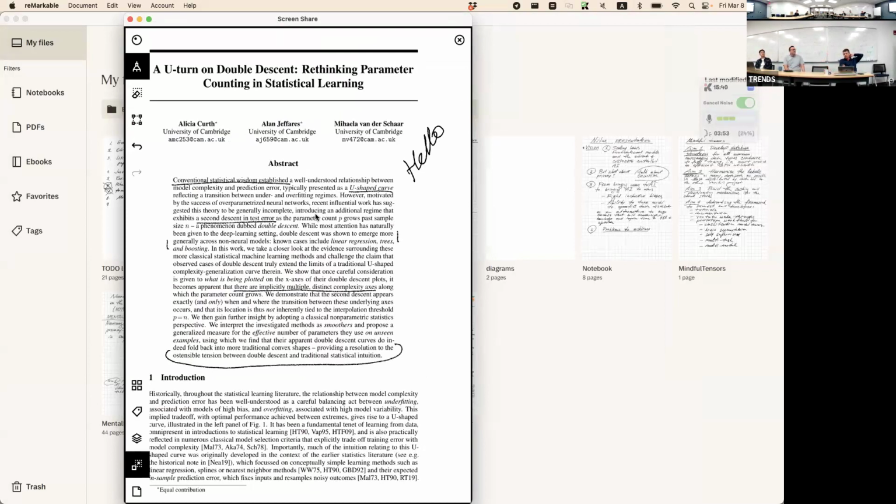Today we're going to talk about this paper, U-turn on double descent, rethinking parameter counting and statistical learning. Because this is a third order modification, what is expected from you is to know the classical U-turn, to know Belkin modifications of that, and only then this comes as a rebuttal to modifications.